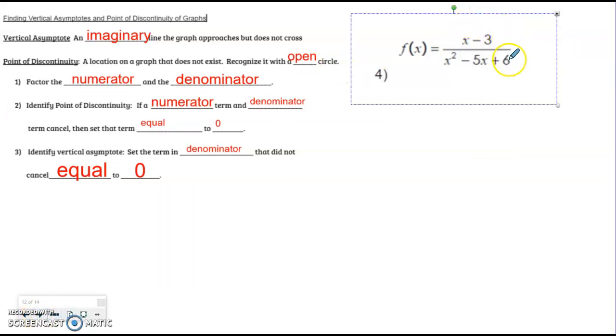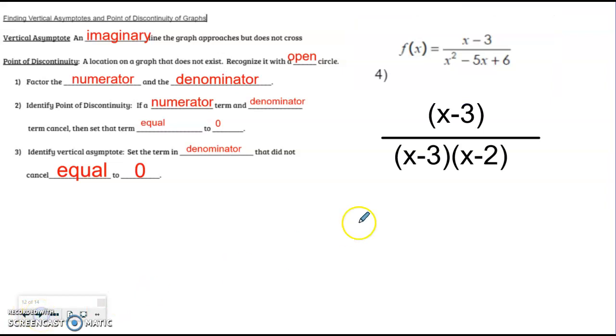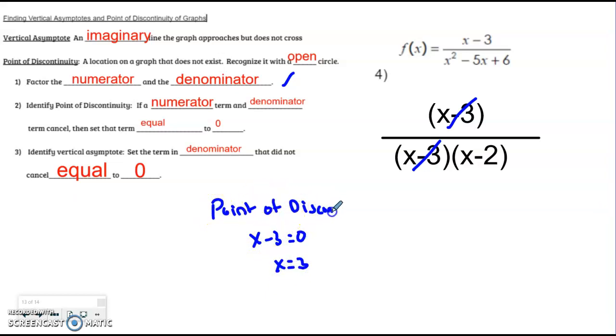Okay. All right, let's look at this last example before you try a few. I have x minus 3 divided by x squared minus 5x plus 6. The first step is to factor the numerator and the denominator. The numerator does not have to be factored, but I can factor the denominator, and I get x minus 3 times x minus 2. Second step, is there anything that I can cancel in the numerator and the denominator? Yes, it's x minus 3. So I am going to find my point of discontinuity, where there's a gap in the graph. I set x minus 3 equal to 0, and at x equals 3, I have a point of discontinuity.